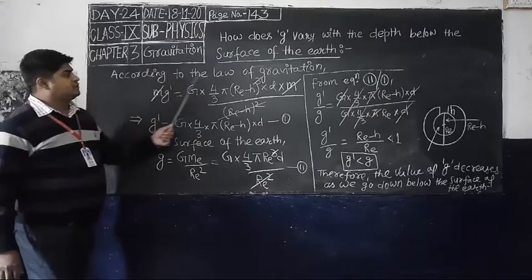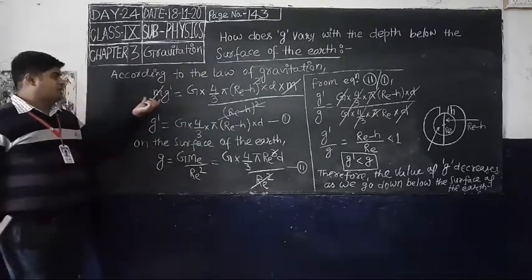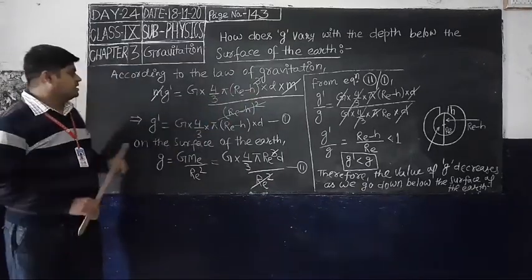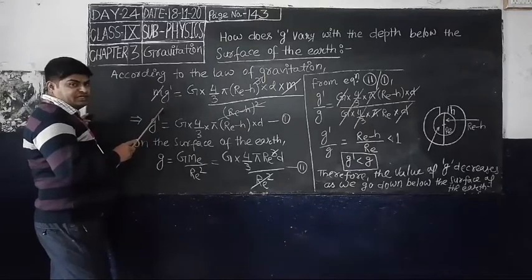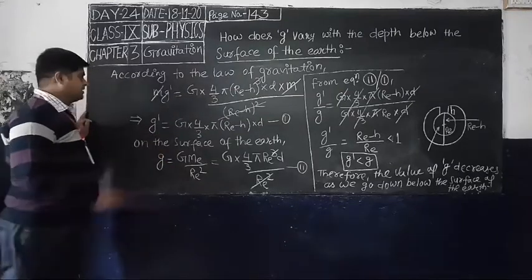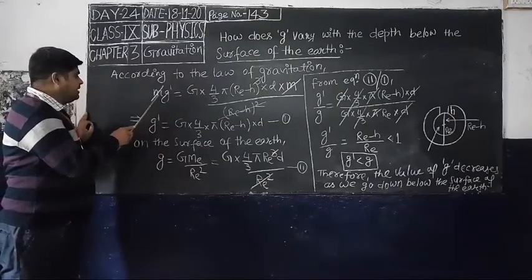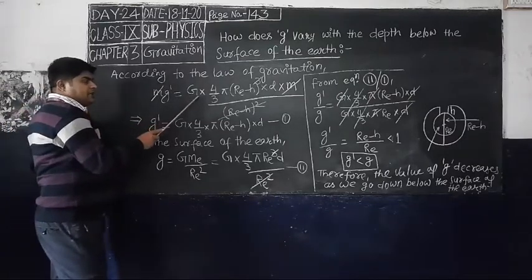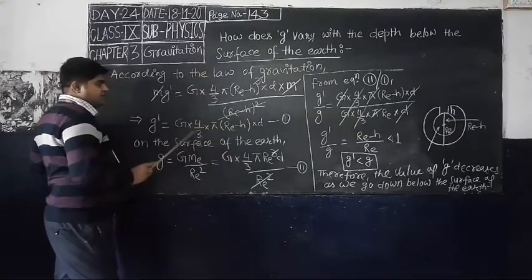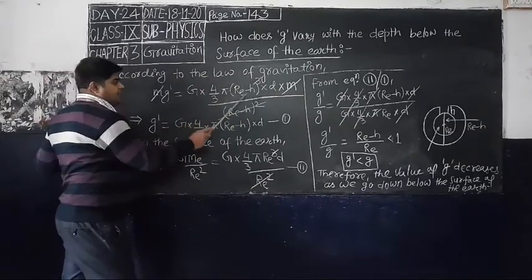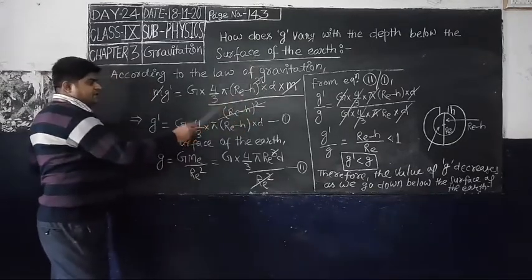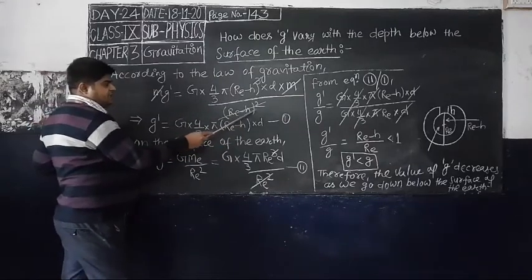Students, according to the law of gravitation, F is equal to G m1 m2 by r square, and F is equal to mg. This is gravity when the object is on the inner side of the earth. So suppose here mg dash is equal to capital G, and you have found the mass of the inner solid sphere of the earth is 4 by 3 pi (Re minus h) whole cube into d, and this is the mass of the object by the radius (Re minus h) whole square.